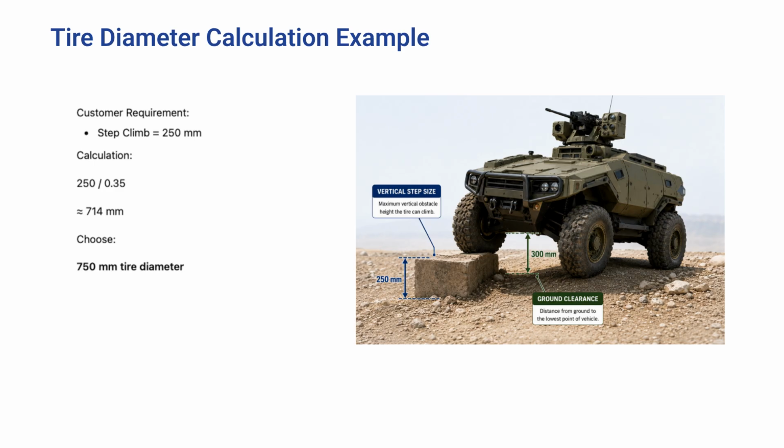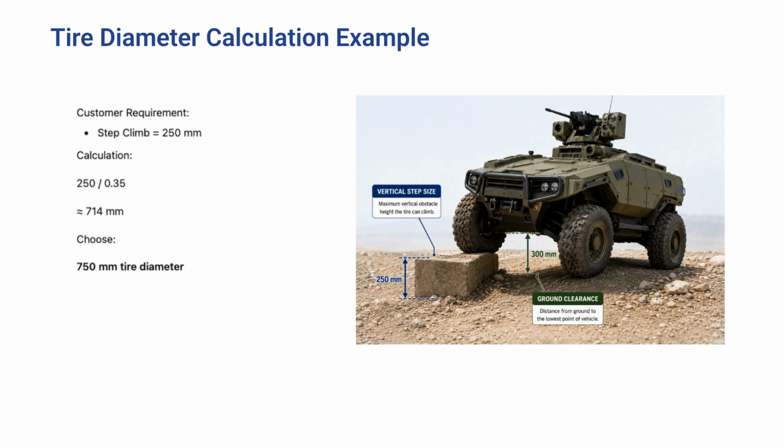This example shows how an obstacle climbing requirement can be converted into a practical tyre diameter. The customer requires the vehicle to climb a 250mm vertical step. As a starting engineering rule, the maximum step height is taken as approximately 35% of the tyre diameter. To calculate the minimum tyre diameter, divide 250mm by 0.35. This gives approximately 714 millimeters.